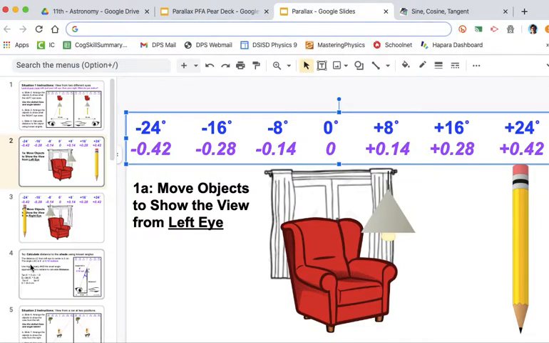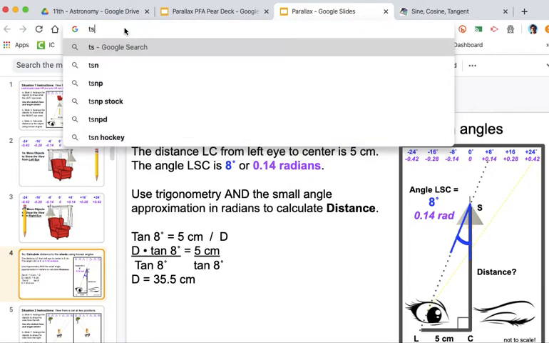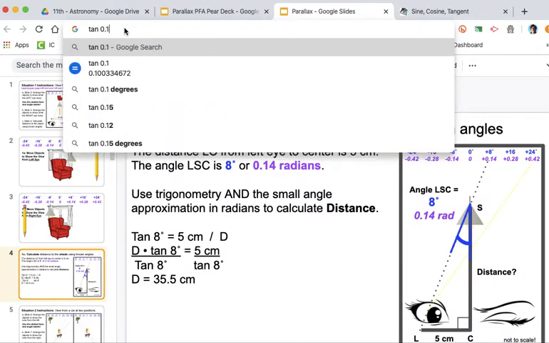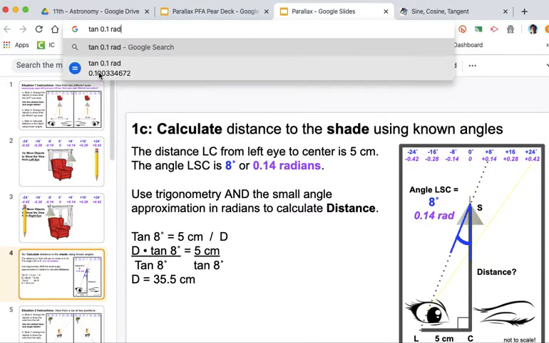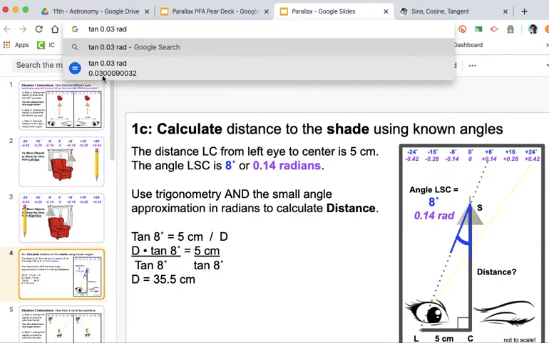And if we use radians, only if we use radians, then the tangent of the angle is equal to the angle itself for really small angles. So check this out. If I use radians and I ask, what is the tan of 0.1 radians? Notice it's about 0.1. Or if I ask, what is the tangent of 0.03 radians? It's about 0.03.